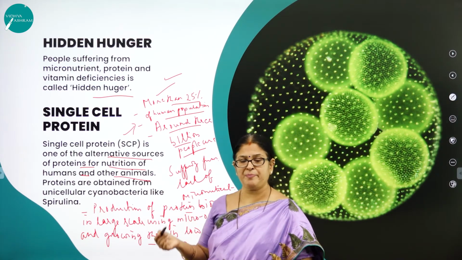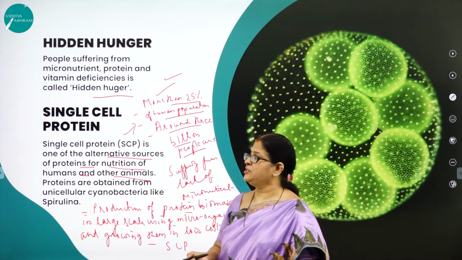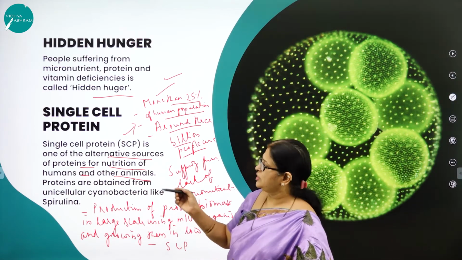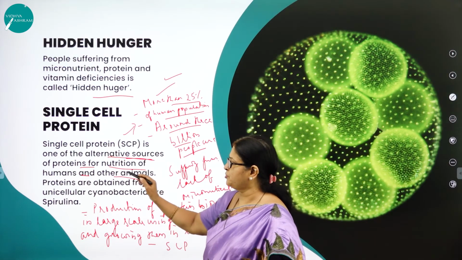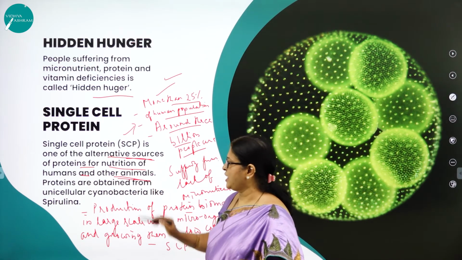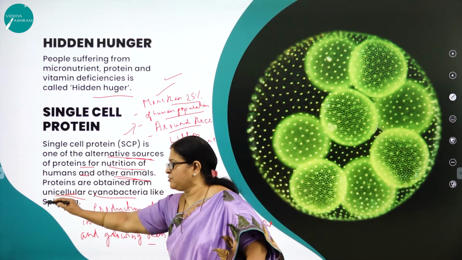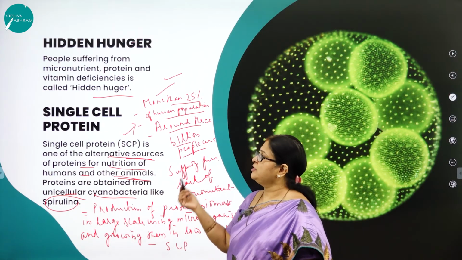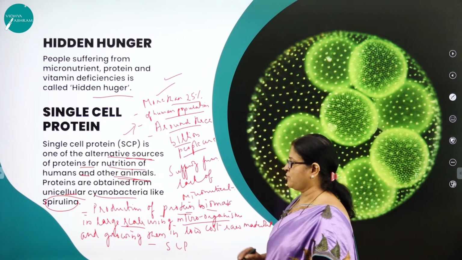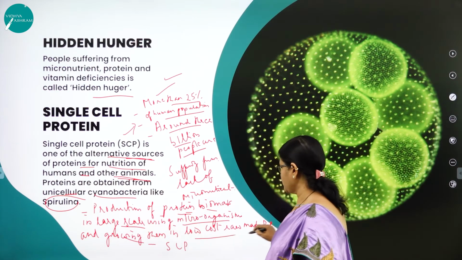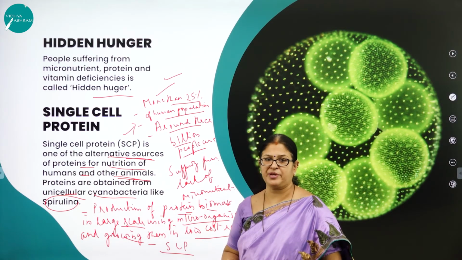As I said, many people are suffering from a deficiency of vitamins, micronutrients, and protein. So the alternate source is single cell protein. Here the proteins are obtained from unicellular cyanobacteria like spirulina. Another way you can define SCP is the production of protein biomass on a large scale using microorganisms grown on low cost raw material. This is called single cell protein, a very important concept from the examination point of view.